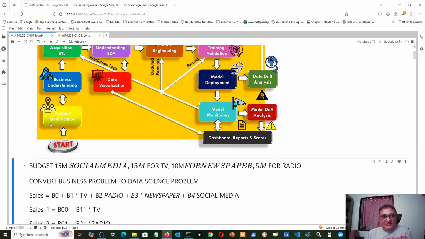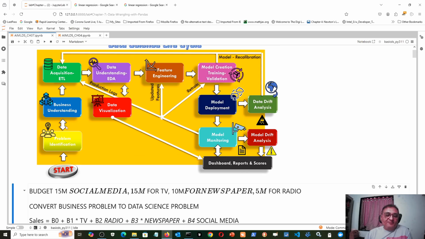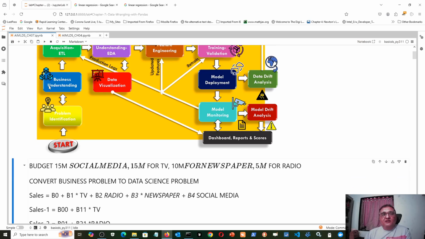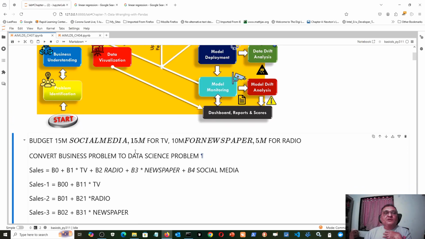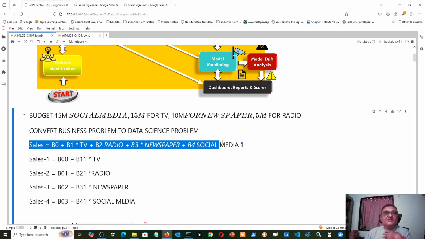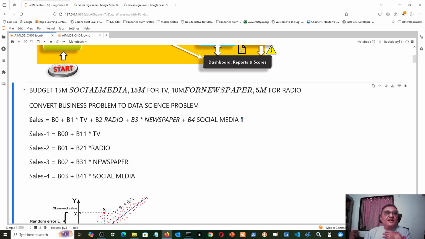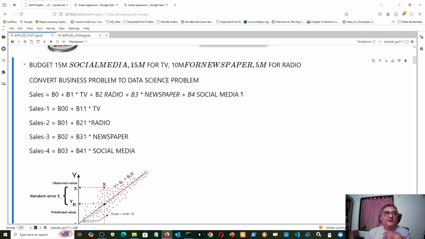So what you will do as a data scientist is first tell him that I need to understand your business. That is called business understanding. So please arrange a meeting with some senior person in your organization who is at the top of both the sales department as well as the marketing department. After that meeting, you come out with one such equation: sales is equal to some constant plus some other constant multiplied by TV marketing budget, plus some other constant multiplied by radio marketing budget, plus some other constant multiplied by newspaper marketing budget, plus some other constant multiplied by social media marketing budget.